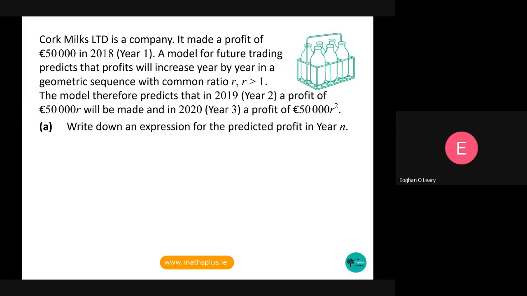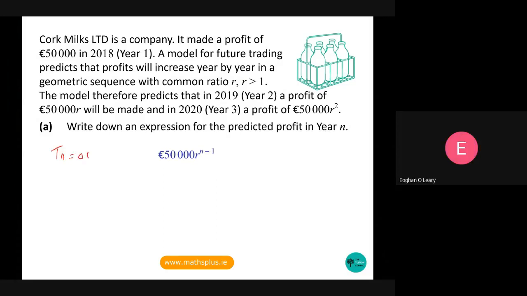Okay. The model, so R is greater than 1, so it's increasing. The model therefore predicts that in 2019, which is year 2, a profit of €50,000 times R will be made. And in 2020, which is year 3, a profit of 50,000 times R squared will be made. Write down an expression for the predicted profit in year N. Okay, so as a student, I can imagine might well just write down the answer 50,000 times R to the power of N minus 1. And Andrew, am I right that that's correct for 10 marks? Yeah, absolutely. 10 full marks there, yeah.